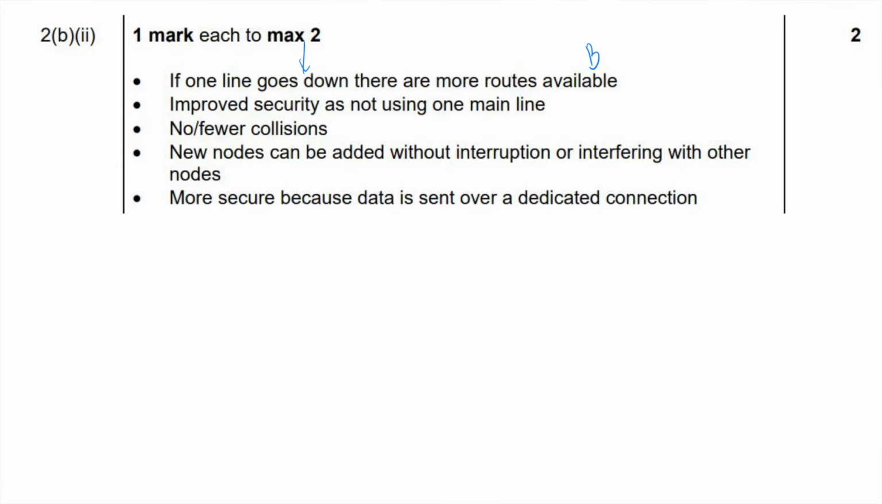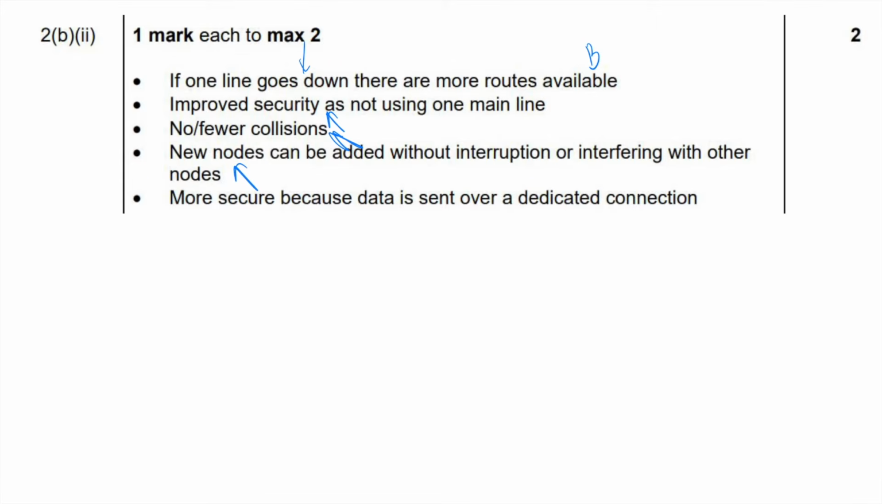Also with mesh topology, we have improved security because we are not just using one line. So for example, if someone's trying to hack our network, or if they want to tap into our network, they can access all the data by just tapping into the one bus, the one line in a bus topology network. That's not necessarily true in a mesh topology network where there could be multiple routes that data is taking. So data could be taking one of many different routes. Fewer collisions because of multiple routes to transmit data.